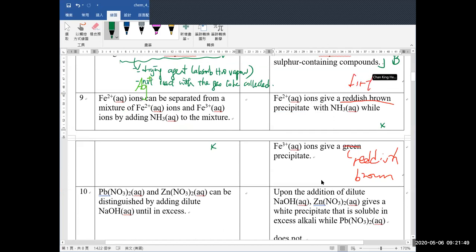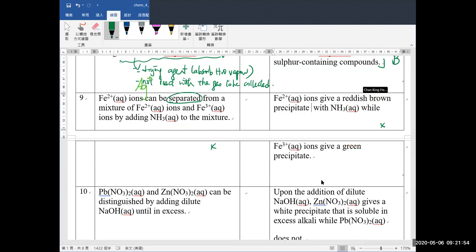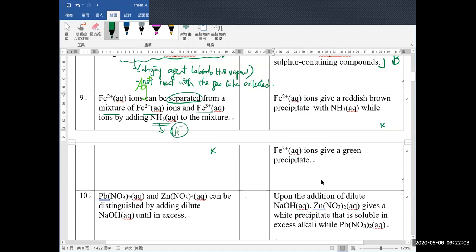First case, why not? So take a look at the first part. Separated. So in case I've got a mixture of the two, if I add ammonia to it, ammonia contains hydroxide ion. So they will both react with iron 2 and iron 3 ions to form iron 2 and iron 3 hydroxide respectively. While you take a look at the second statement, the reddish brown precipitate and the green precipitate, the colors of them don't match, right?